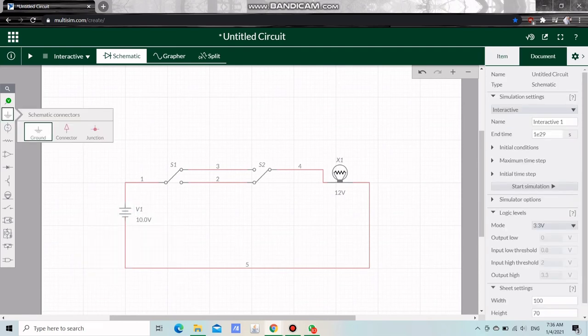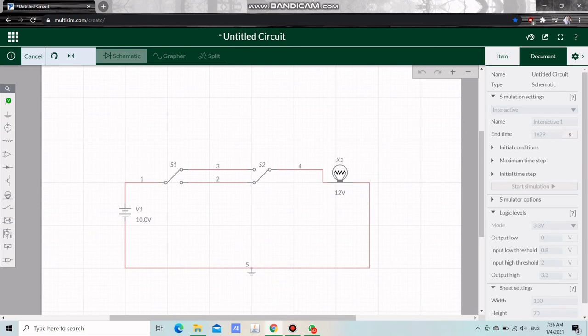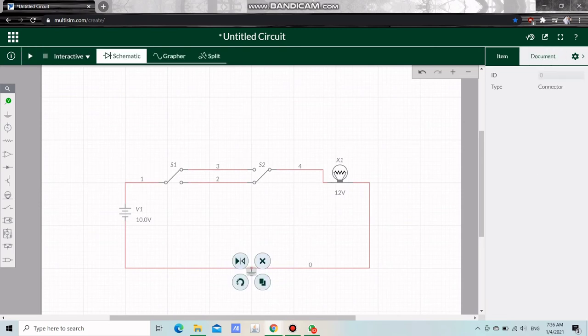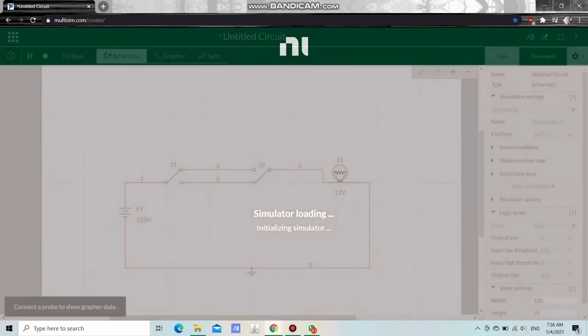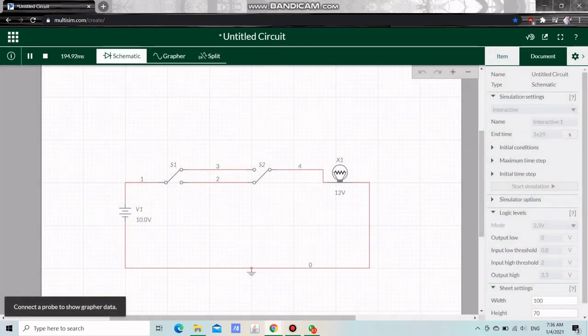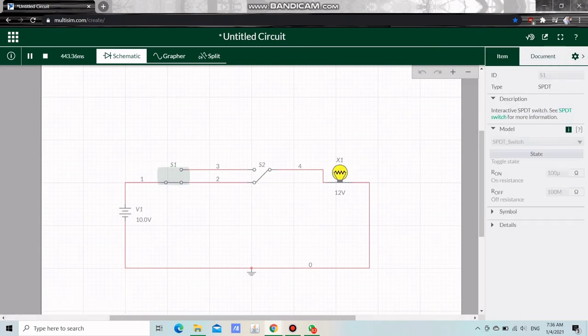Don't forget to put the ground to ensure the accuracy of your simulation. Next, we will run the simulation. This is the simulation result of two switches that control one light.